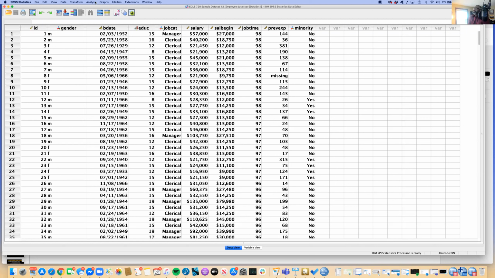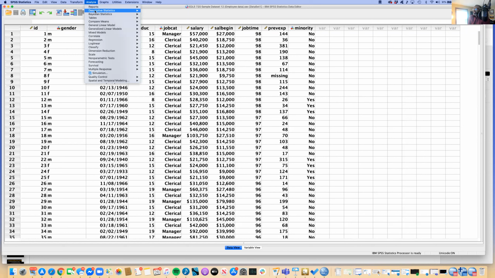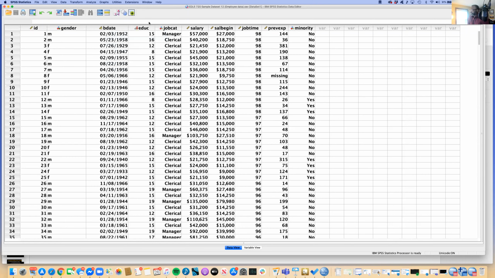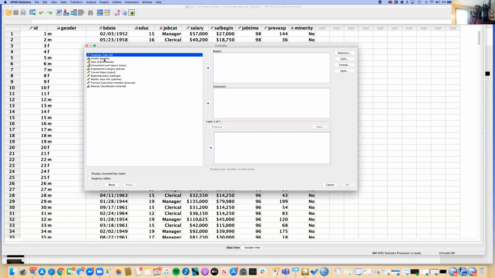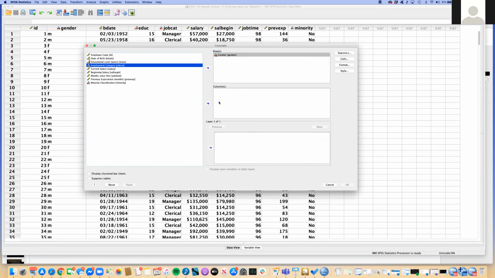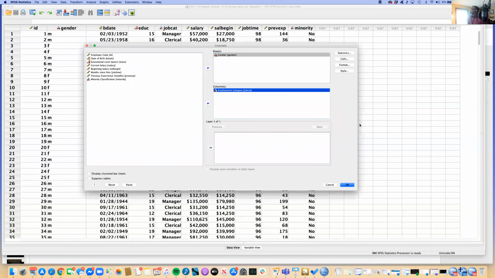Cool. So what we're going to do is we're going to go to analyze. We're going to go to descriptive statistics. We're going to go back to crosstabs. Let's go ahead and reset. Okay. So I said gender and job category, right? So we are going to put gender in the row, and we're going to put job category in the column, okay?